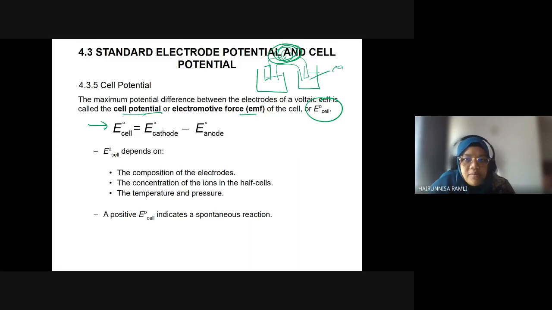So cathode tadi always kat sini kan? So anode always kat sini. So using this formula, you always fikir maksudnya E reduction tolak dengan E oxidation tu lah. E cathode tolak E anode eh. Okay. So E cell depends on the composition of the electrode, the concentration and also the temperature and pressure. Okay, a positive E not cell indicates a spontaneous reaction. Kalau value E not cell itu adalah positive value, itu kita panggil dia spontaneous reaction. Kalau you dapat negatif, non-spontaneous eh.